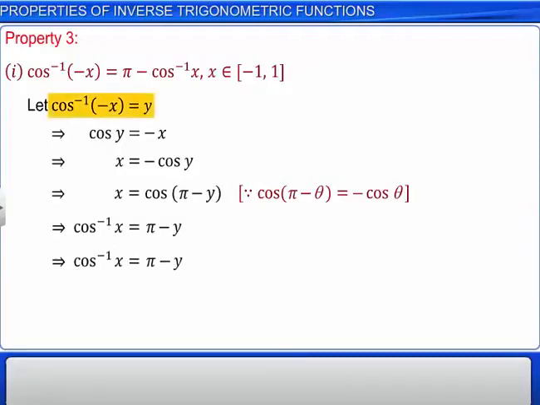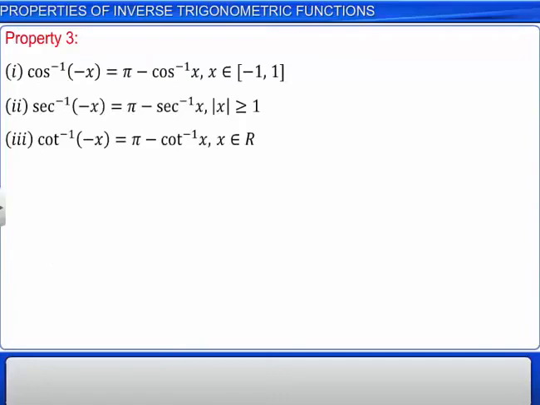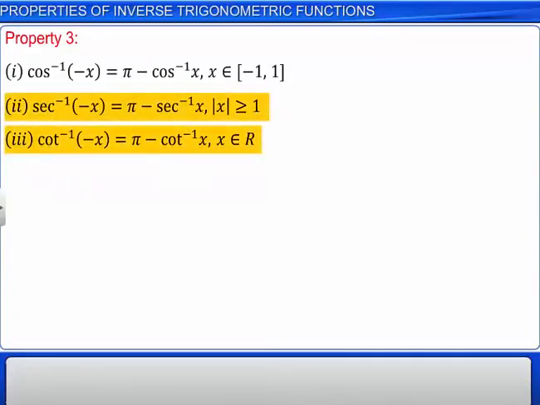Substituting the value of y, we get cos inverse x is equal to pi minus cos inverse of minus x, or cos inverse of minus x is equal to pi minus cos inverse of x. In a similar manner, the remaining two properties can also be proved.